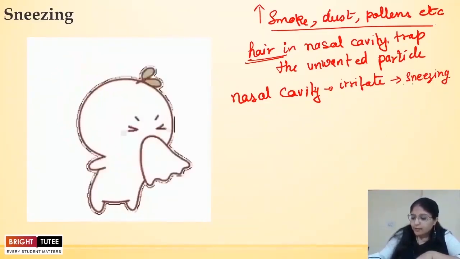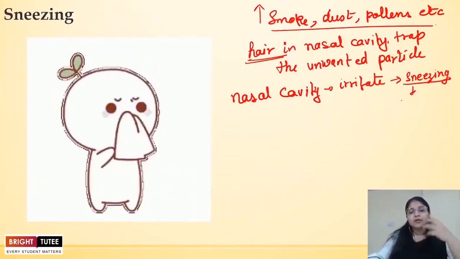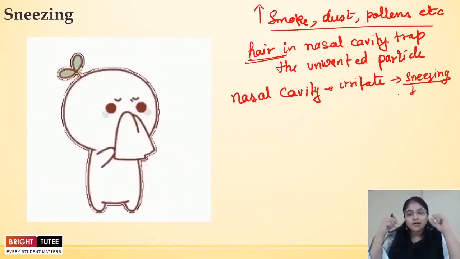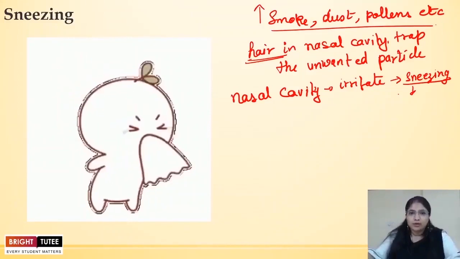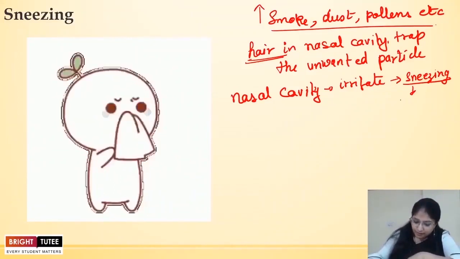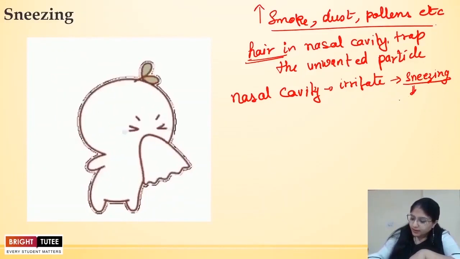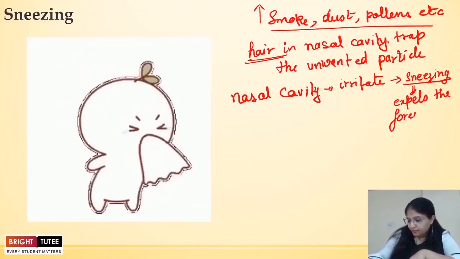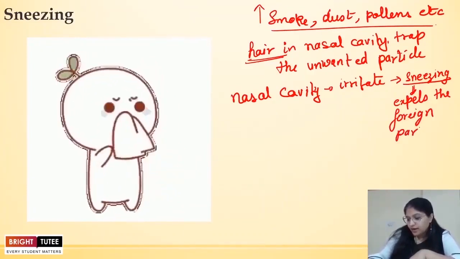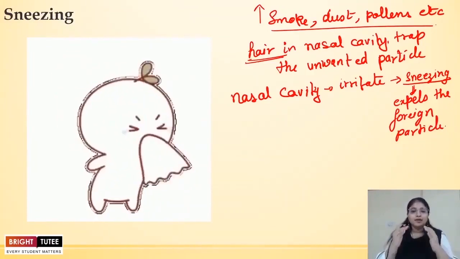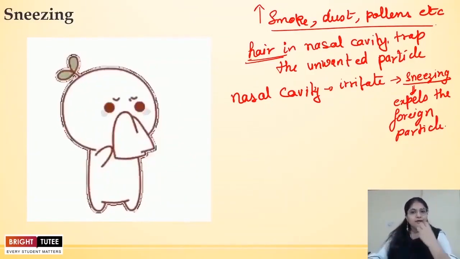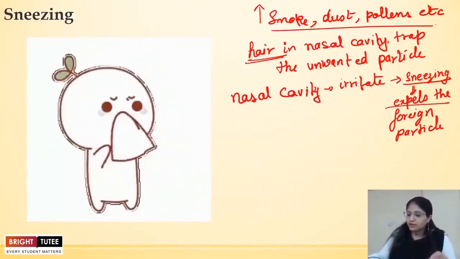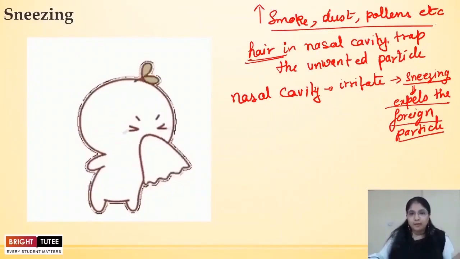So why is it happening? Sneezing is when the air is thrown out of the body with such force that whatever is stuck in the nasal cavity gets thrown out, right? So when you're sneezing, it expels the foreign particle, right? You must have seen that when you're sneezing, it's with a lot of force. That means the air is coming out of your nasal cavity with such force that the foreign particles which are there in the nasal cavity get expelled, right?